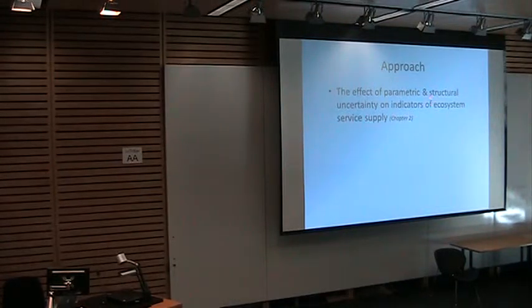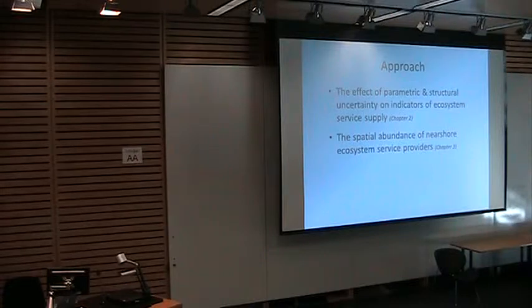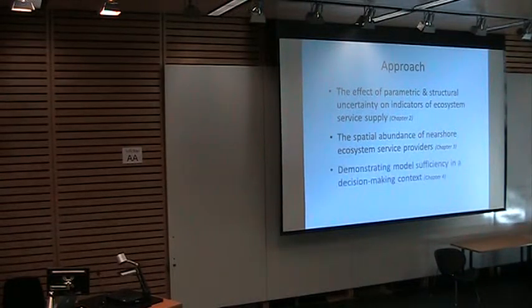So I'm just going to lay out the steps and the approach that I'm taking, and then I'll go back to that technical uncertainty for a minute. My second chapter will look at the parametric and structural uncertainty and how that influences indicators. I'll show you a little bit more of that in a second. And once I have these estimates of ecosystem service supply, I'm going to spatialize them for our study area, because a lot of ecosystem services, particularly the social and cultural ones, are place-based, and so they need a spatial context. And finally, I'm going to pull these two pieces together and hopefully demonstrate that sufficiency can be demonstrated if you have a good decision context.